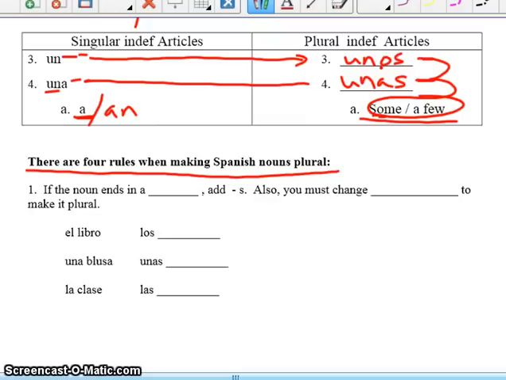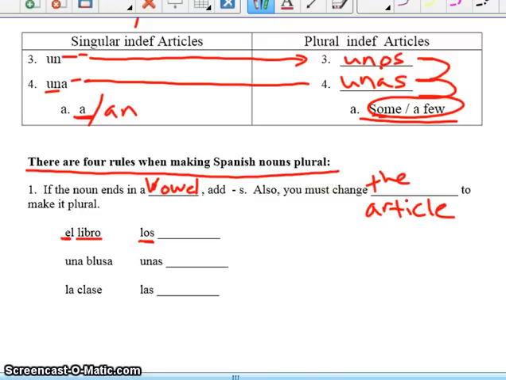If the noun ends in a vowel, that's a vowel there, I'm going to run out of room to write that, vowel, add s. Also, you must change the article to make it plural. So, for example, el changed to los.